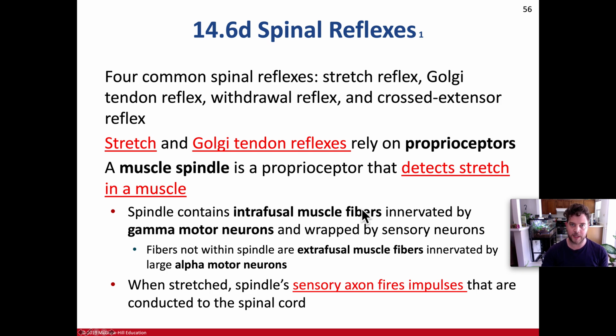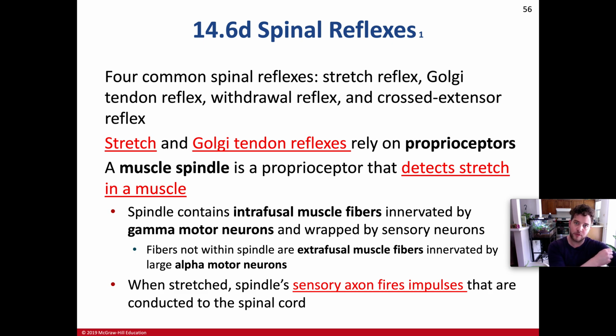This is all kind of confusing without a picture, and there's a picture on the next slide, so I'm just going to read through this and then we'll get to it. Fibers not within the spindle are extrafusal muscle fibers innervated by larger alpha motor neurons. So you have your extrafusal muscle fibers on the outside wrapped around, which are innervated by alpha motor neurons. So extrafusal fibers, alpha motor neurons.